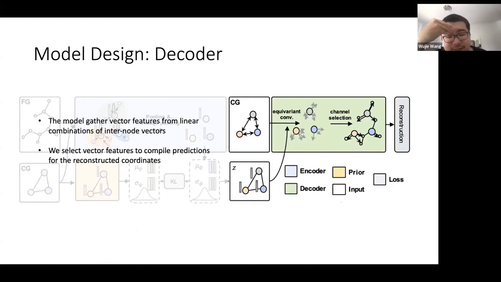So then we'll talk about decoders, which is actually a pretty confusing part of the paper, I agree. The basic idea of the decoder is that you want to construct equivariant predictions for your fine grain geometries. And how you do that is to compile coordinate predictions constructed from, let's say, interatomic vectors of your coarse-grained coordinates. That's actually the basic idea. There are some particular design choices we make for the decoder.